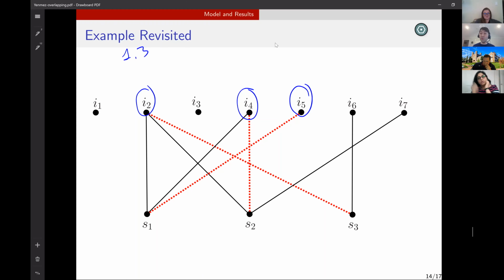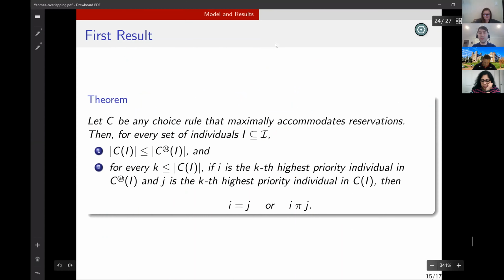Since there are 3 individuals and 3 positions, we cannot increase the reserve utilization. So we stop and then we go to step 2. At step 2, we have 2 empty positions and we have the remaining individuals. So I1 and I3 are chosen for these empty positions. So that's the choice rule. We hope that it's really simple and easy to understand. And now let's look at our first result.